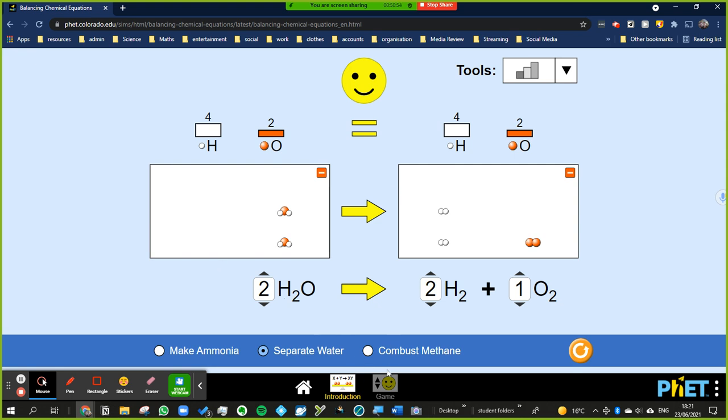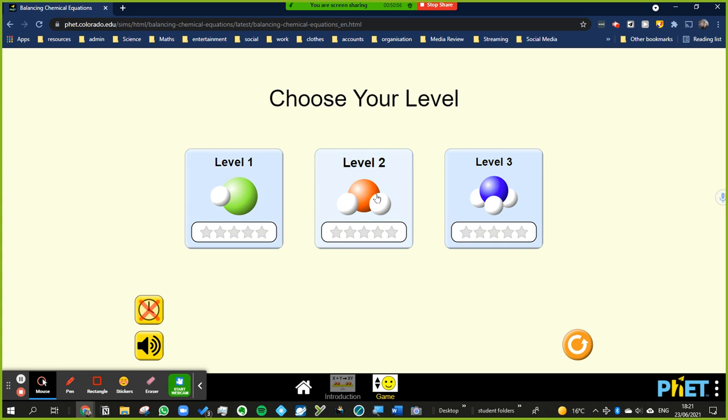Once you've had a play with that, you go to the game, and there are 3 levels. What I want you to do for your homework is see if you can complete level 1 and 2 and have a go at level 3. All right, and then when we come back to our lesson, we'll do level 2 again together to see if you can remember it from your homework, and then we'll see if we can complete level 3 together. Okay, so I'm going to stop the video there and save that, and then we'll have a go at level 3.